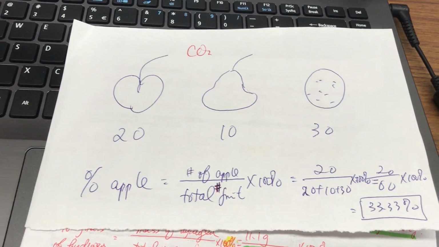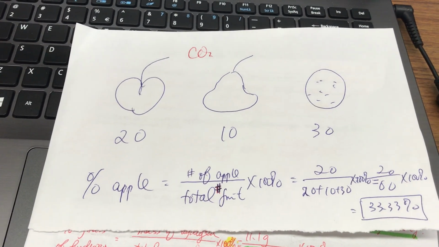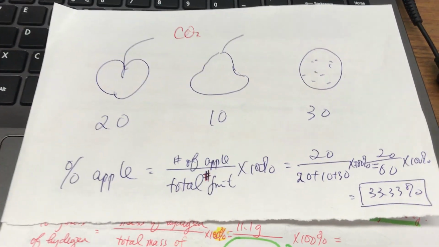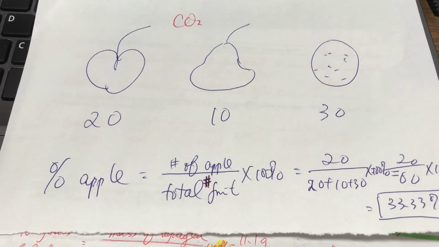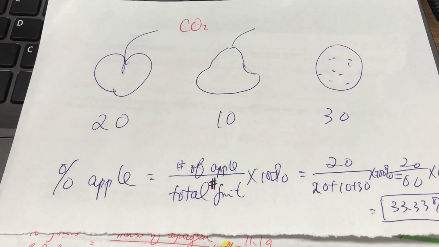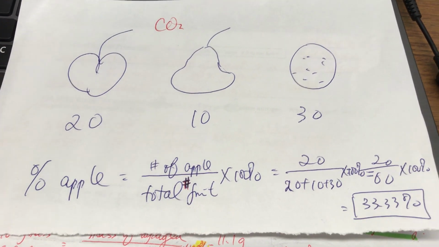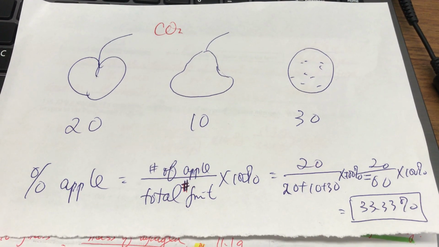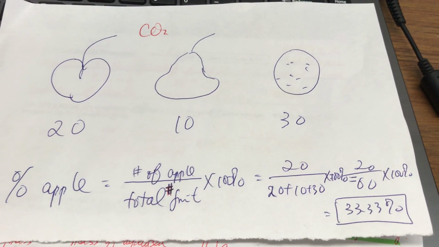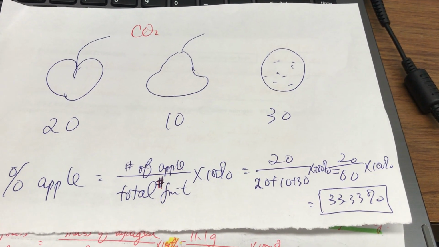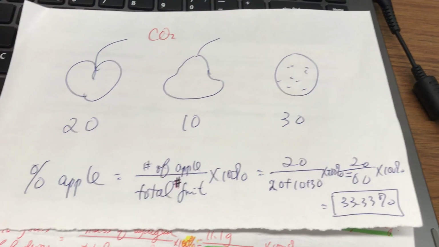So let's say I have totally 20 apples, 10 pears, and 30 oranges. I'm asking you, what's the percentage of apple? Then you will need to put how many apples on the top, which is 20, over the total number of fruit. So I add up all the fruit together, 20 plus 10 plus 30, which is 60. So 20 over 60 times 100% will give me 33.33% apple.